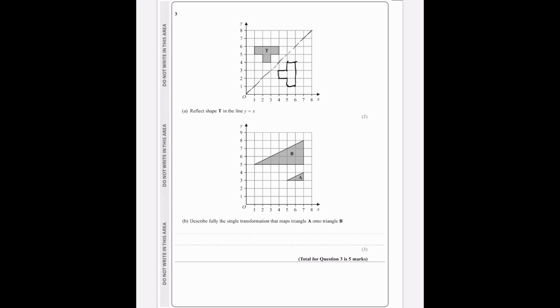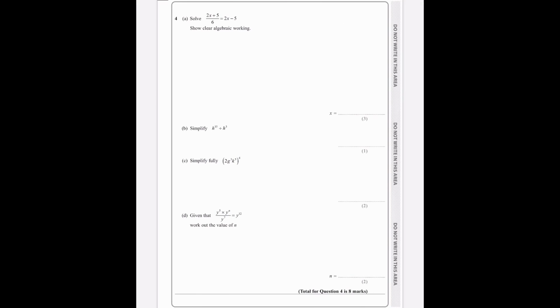The transformation, A to B, well, it's an enlargement, 1 mark, it's a scale factor 3, 1 mark, and the centre of enlargement is at (7, 2). You can draw lines going through each of the corresponding vertices, and they'll all meet at (7, 2).